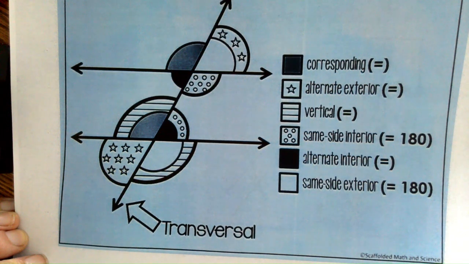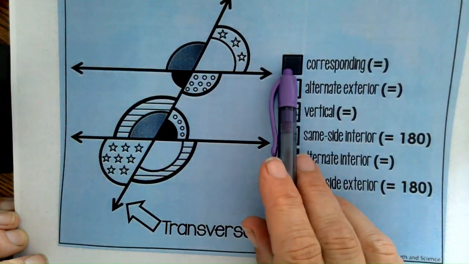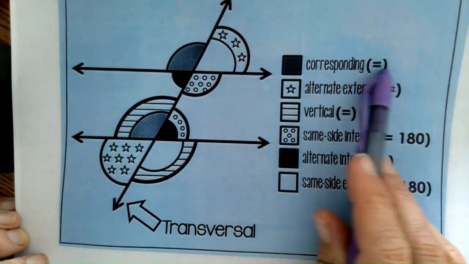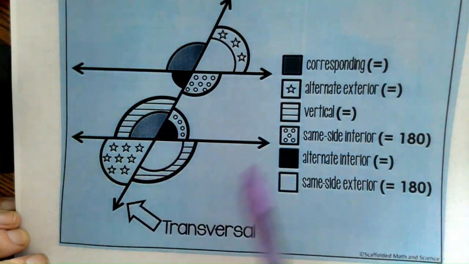I found this really, really cool image. It says copyright scaffold math and science. Found it on the internet one day. Actually, I think I found it on Facebook. Okay. Everything that's shaded dark, or if it's dark, it's a corresponding angle, right? So if it's colored in, it looks like that.